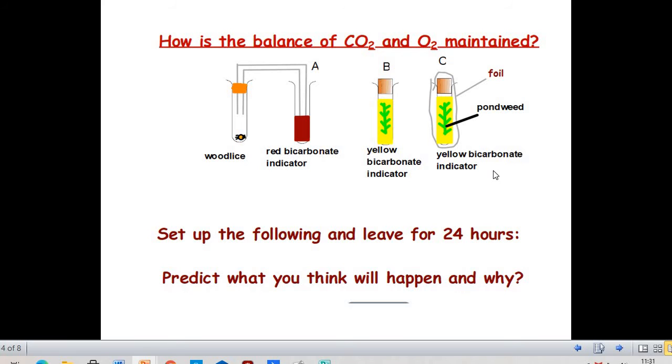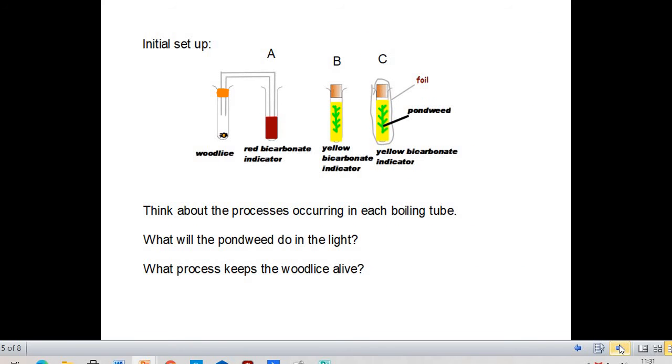So set up the following and leave for 24 hours. Predict what you think will happen and why. So what do you think is going to happen to those tubes? And think about what colour changes are going to occur and why. So that is your initial setup.